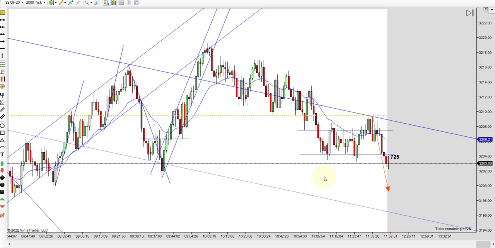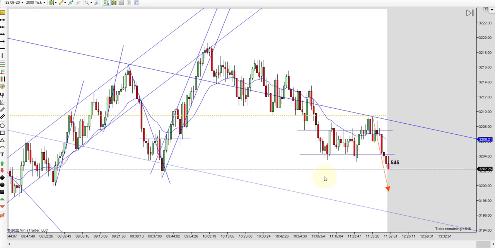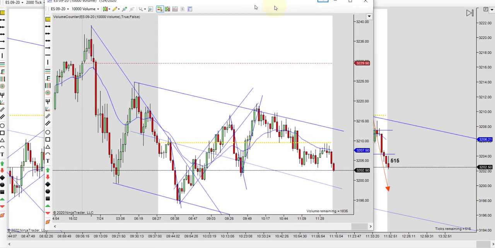I've opened up one and I'm watching it, and that chart is definitely reading slightly different than this one. I'm just going to put it up here and let you look at it. Here's the 10,000 volume chart.